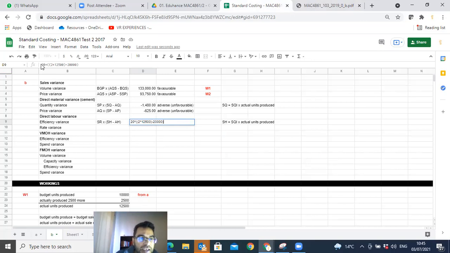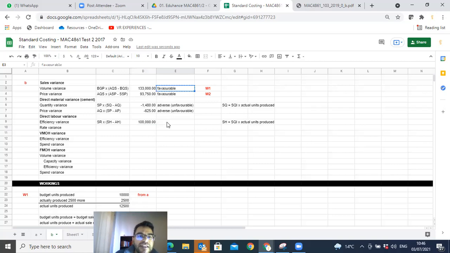So now I can plug in. As you can see, it is favorable because we should have used 25,000 hours, but we actually still used our budgeted hours of 20,000. That's why it is favorable.